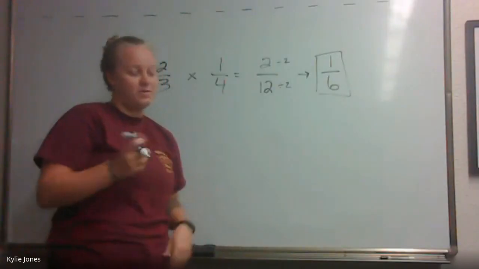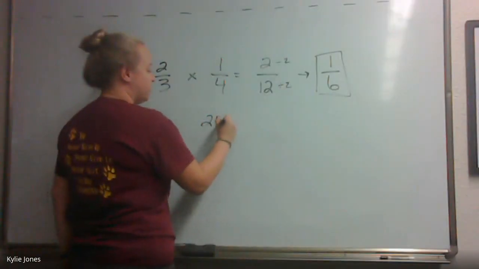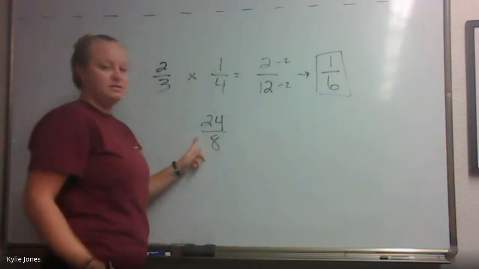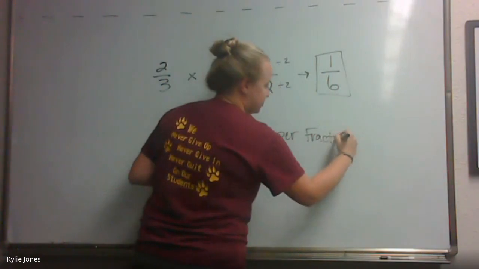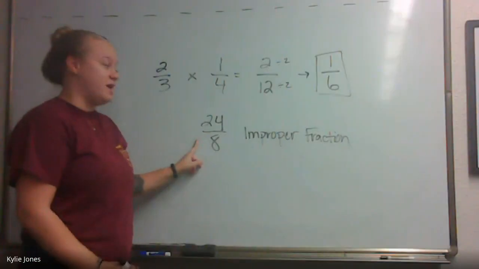Any ideas before we get into it? 24 on top of 8. Okay, you're on the right track. So if you say like 24 over 8, 24 eighths, is that what you mean? Yeah. So the top number is bigger than the bottom. So that one is called an improper fraction, which you will see. So this is an improper fraction.